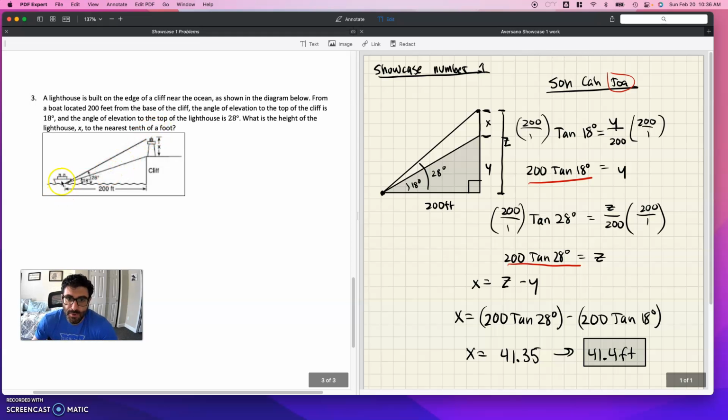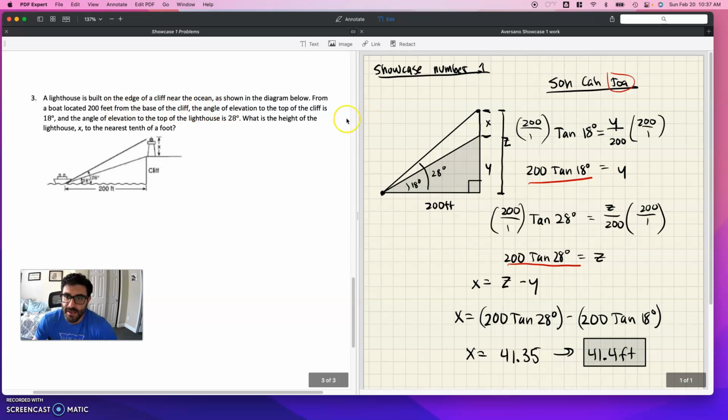Okay, so here's our boat. It's 200 feet from the base of the cliff. This forms a right angle, which allows us to use SOHCAHTOA or the Pythagorean theorem, depending on how the question is phrased. In this case, we're going to be using SOHCAHTOA to find the height of the cliff and the height of the cliff and lighthouse to find the height of the lighthouse.